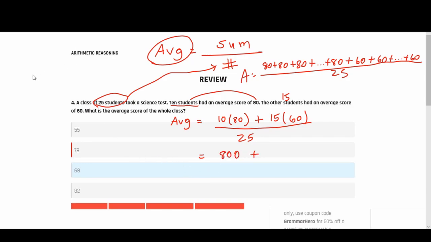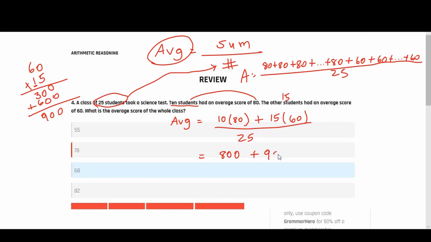And 15 times 60 I can't do in my head, so let's go ahead and work that out off to the side. 5 times 0 is 0. 5 times 6 is 30. Add a 0 since we're starting this number. 1 times 0 is 0. 6 times 1 is 6. 300 plus 600 is 900.